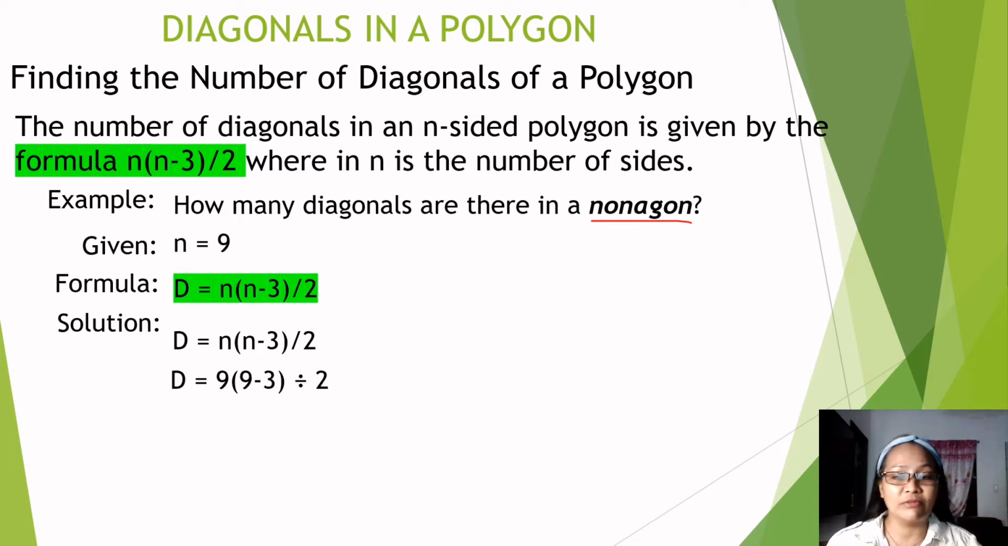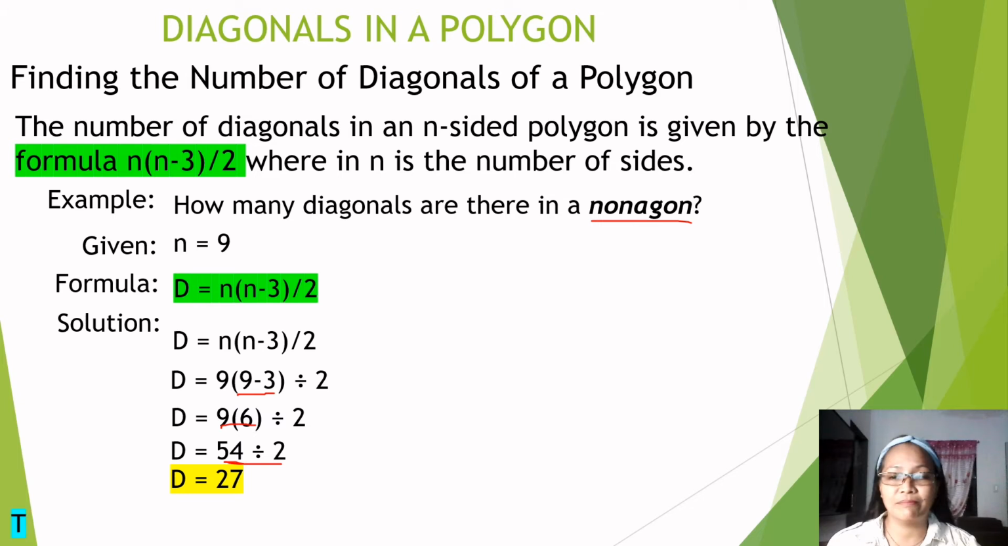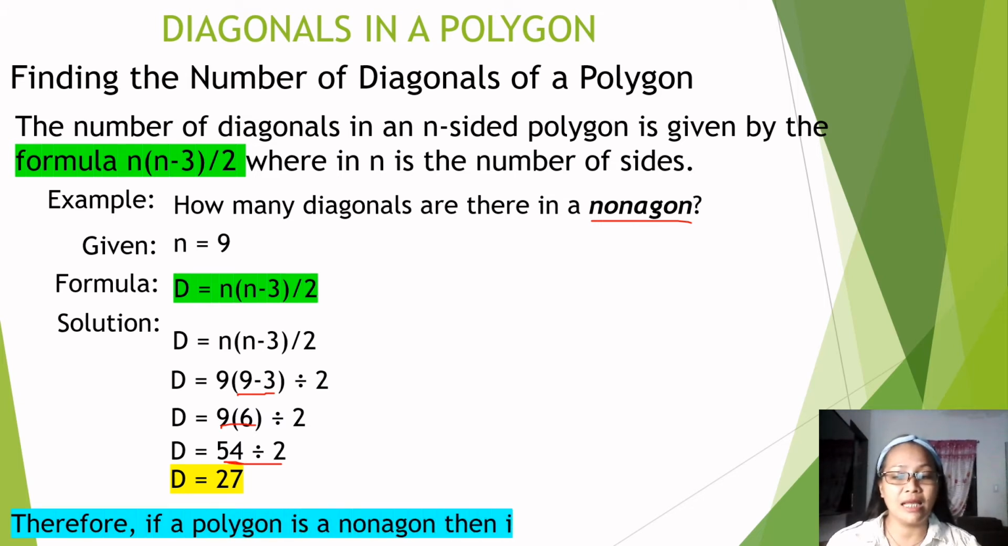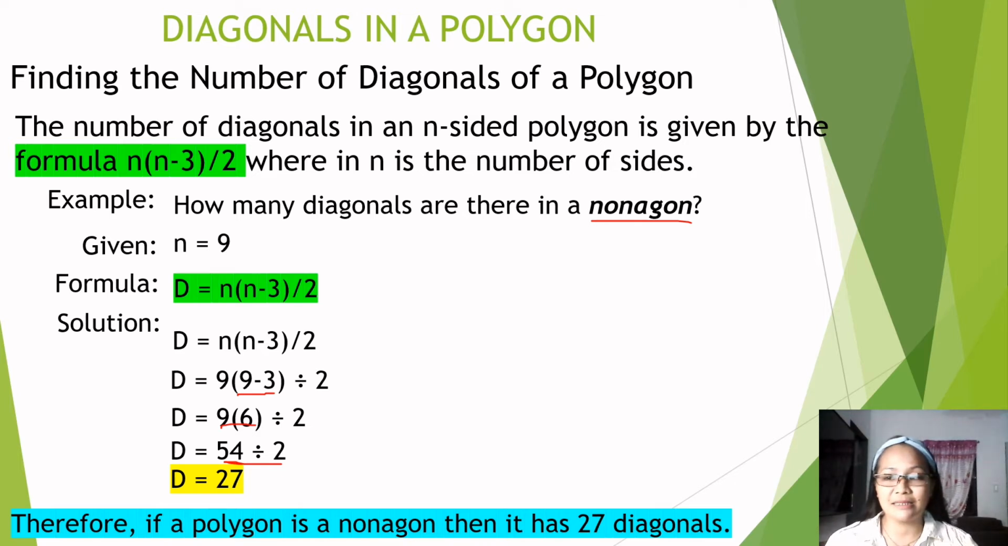First, we need to perform the operation inside the parentheses. So we have now d is equal to 9 times (9 minus 3, which is 6) divided by 2. And then, following the PEMDAS, we will do first 9 times 6, which is 54, and then divided by 2. Then 54 divided by 2, we have 27. Therefore, if a polygon is a nonagon, then it has 27 diagonals.